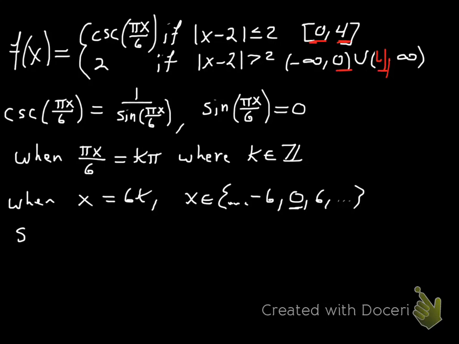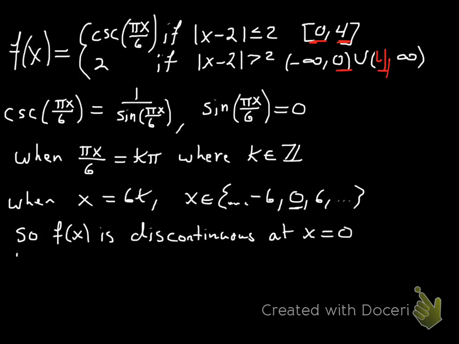So the only one we really need to consider is 0, which happens to be one of the endpoints we were going to consider anyway. Since 0 gives us a sine of 0, this is where it's going to be undefined. So we can say that f of x is discontinuous because it's undefined at x equals 0. Now all we really need to do is check the other endpoint, which is 4.